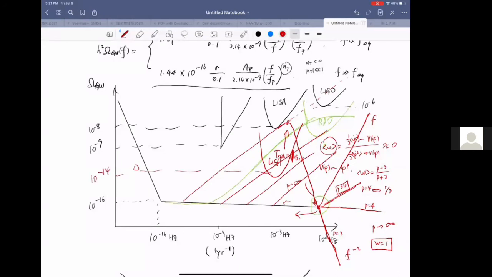That's great. I see. It is very happy to know that it is possible to detect such kind of a signal in the future. Thank you for pointing that out.